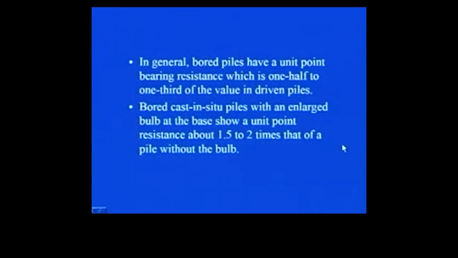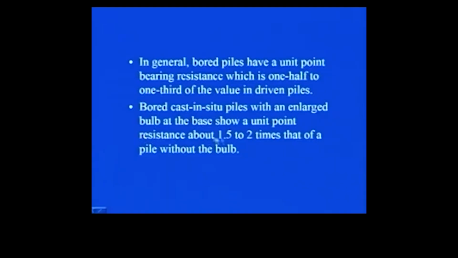Bored cast in situ piles with an enlarged bulb at the base show a unit point resistance about 1.5 to 2 times that of pile without the bulb. Obviously, when we discussed the underream pile, we saw how exactly this enlarged bulb can be formed at the tip of the pile or at the base of the pile.